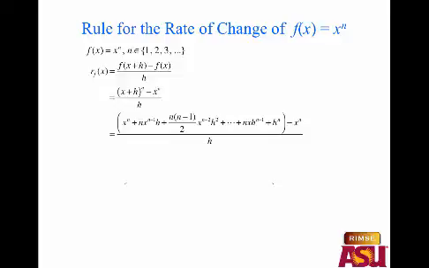Like I said, listen. All you need to know is the first term is x to the n, the last term is h to the n, and in between, powers of x go down 1 each term and powers of h go up 1 each term. That's all you need to know. This is not a scary monster. That's x plus h to the n, and then minus x to the n all over h.